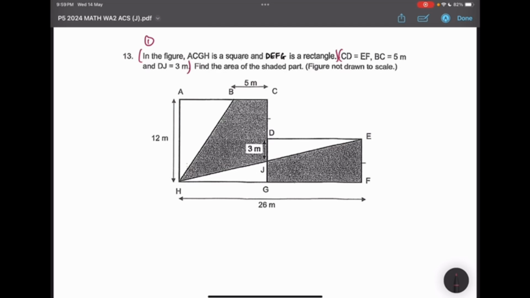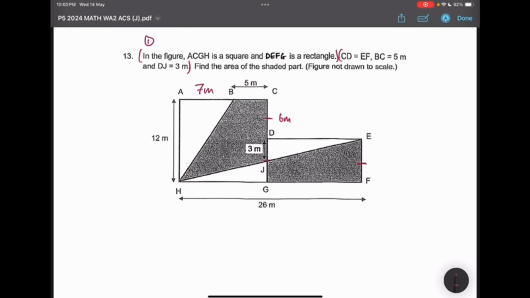If the side of my square is 12 meters and I know that BC is 5, I know that AB has to be 7 meters. And looking at this, if CD equals EF and DEFG is a rectangle, I know that EF is also equal to DG, which is this length over here. And if these two are the same, dividing 12 meters by 2, I know that CD is 6 meters and DG is 6 meters as well.